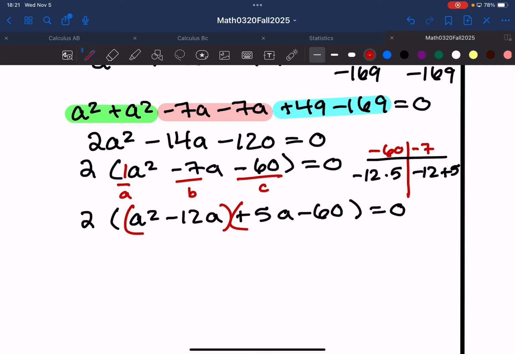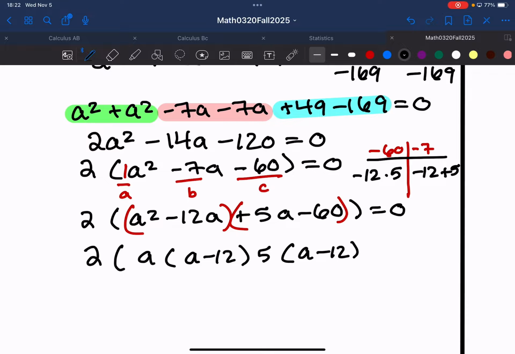Factor by grouping and take out a GCF. So what GCF can I take out of the first one? A. So I'm going to bring down my outside GCF, right? And take out an a, and I'm left with a minus 12. What can I take out of the next one? A 5. And again, I'm left with a minus 12.